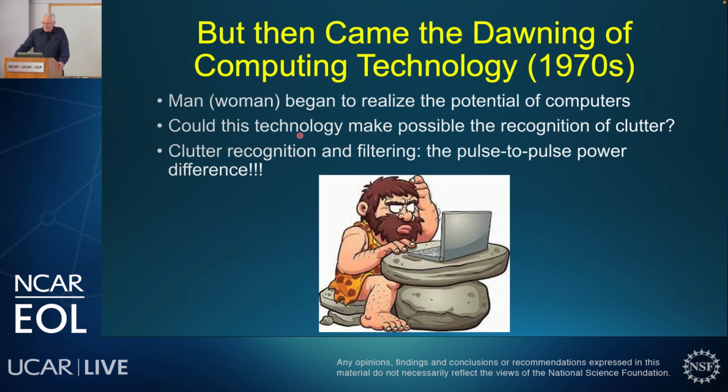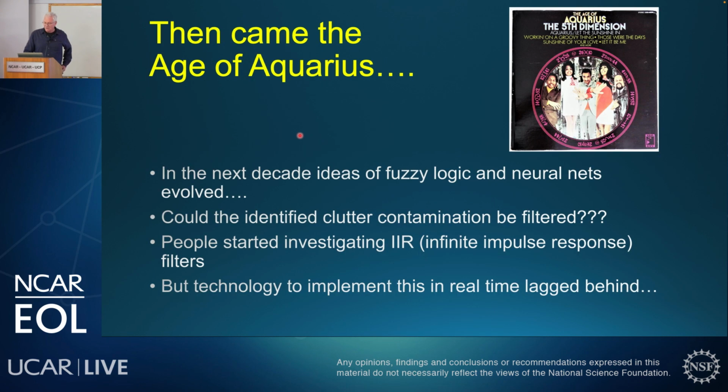Then came the dawning of computer technology in the 1970s. Man began to realize the potential of computers. Could this technology make possible the recognition of clutter? Clutter recognition and filtering back then primarily focused on the pulse-to-pulse power difference of our return signals, because weather signals typically vary pretty rapidly, but ground clutter signals are very slow moving, and based upon that difference, you could identify and perhaps filter clutter data.